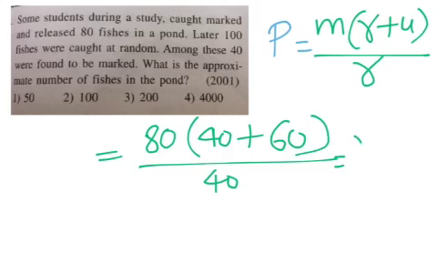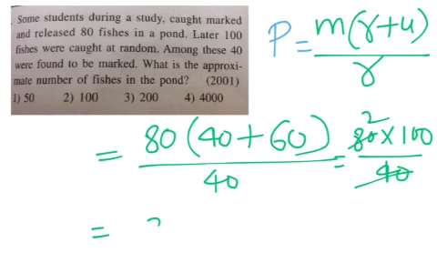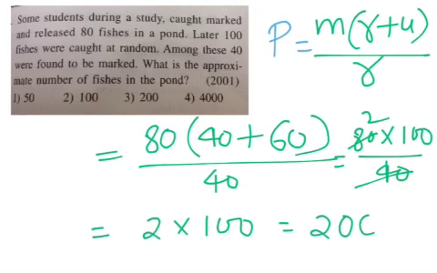So what do you get here? 80 into 100 by 40. So 40 once is 40, 40 twice is 80, so 2 into 100. So finally we get the answer here, 200. So this is the answer.